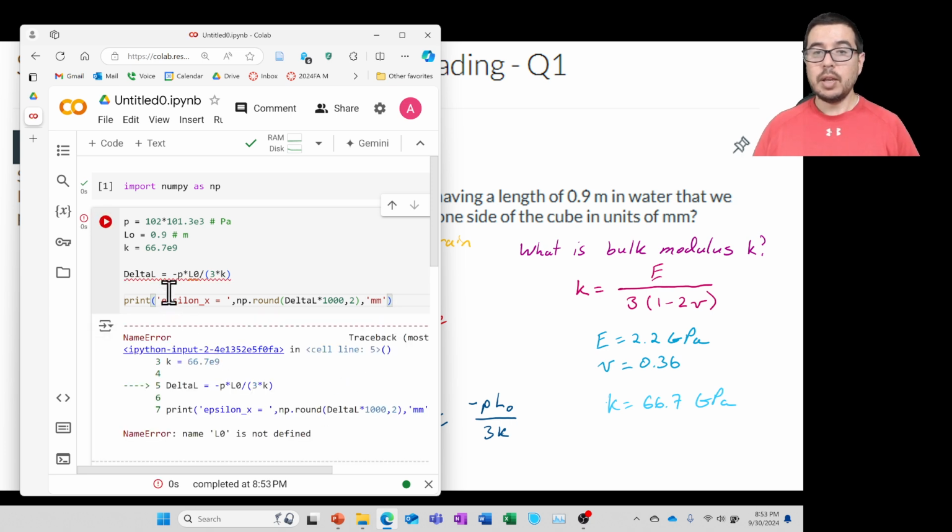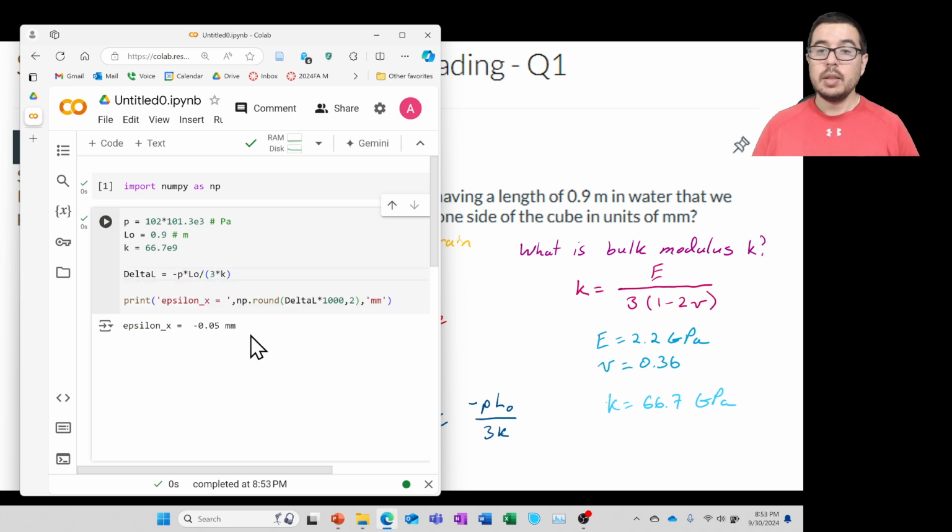We get L naught is not defined. Okay, sure, that's because that's wrong. Okay, and we get minus 0.05 millimeters. If we want a little bit more resolution in that answer, we can go to 3 decimal places, so we get about 46 microns as the result.